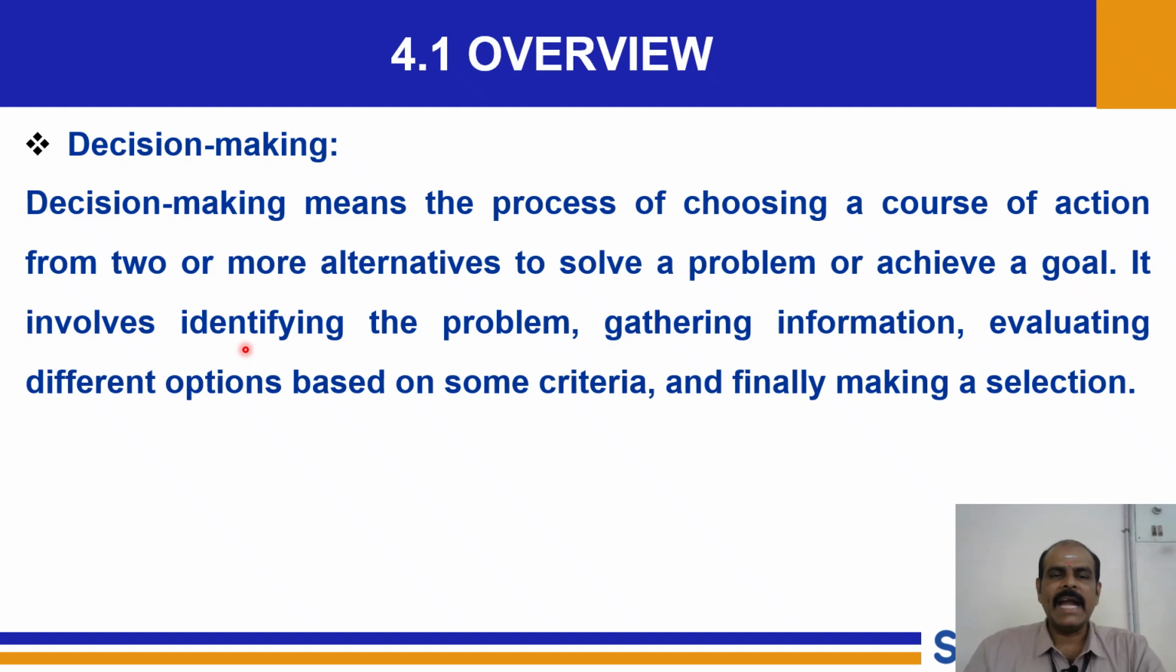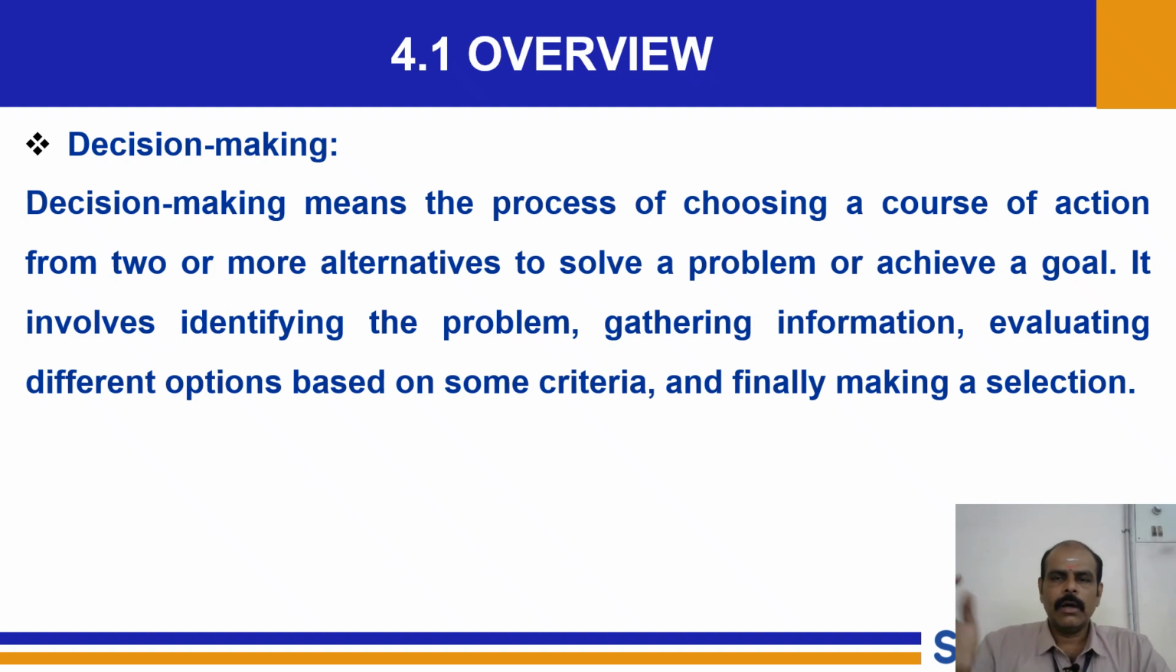So it involves identifying the problem, gathering information, evaluating different options based on some criteria, and finally making a selection. Now to clarify here, there are two terms: one is criteria and another is criterion. Criterion is a singular term. Criteria is the plural form of criterion. So please have clarity in this regard. I just wanted to emphasize this particular point at this juncture.